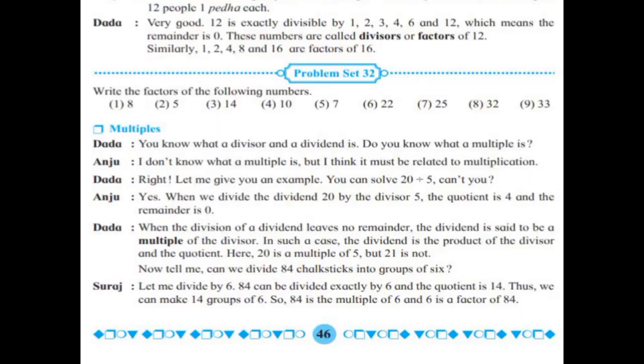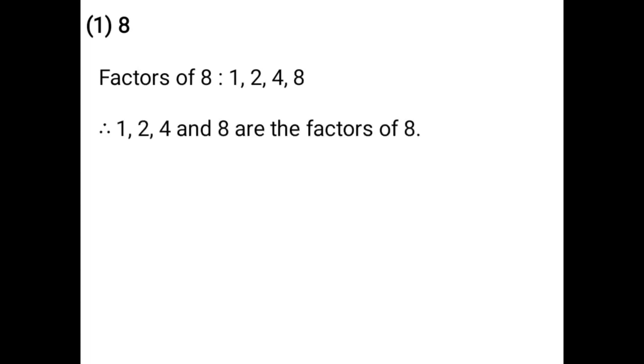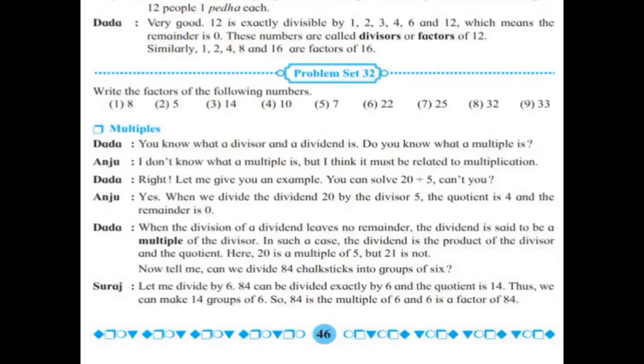We will begin practice set 32 on textbook page number 46. Write the factors of the following numbers. First one, 8. Factors of 8. You have tried the tables which are going of the number 8. 1 table, 2 table, 4 table and 8 table. Therefore, 1, 2, 4 and 8 are the factors of 8.